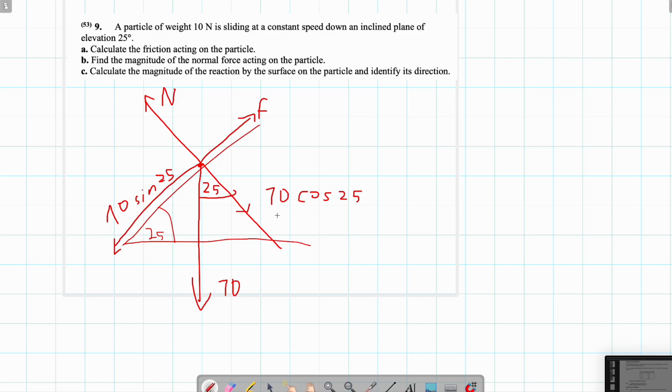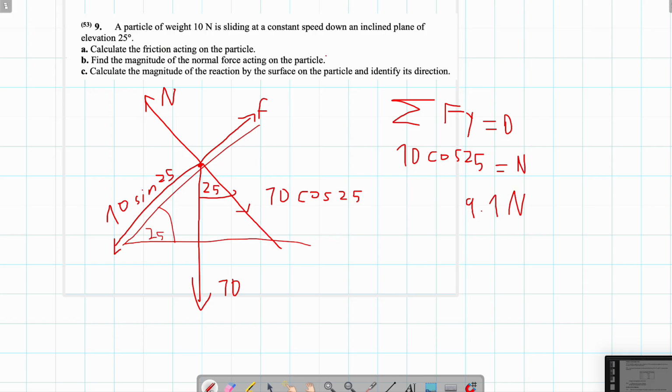They want the normal. We can do sigma Fy, all the forces acting on y, is equal to 0. This is because on y there is no acceleration. So 10 cosine 25 is equal to the normal. Now we can just find it on the calculator. Basically, what we're doing here is the forces up are equal to the forces down. 10 cosine 25 is 9.1. Normal is 9.1.